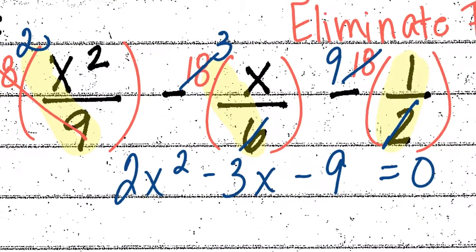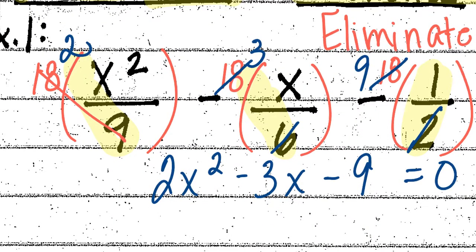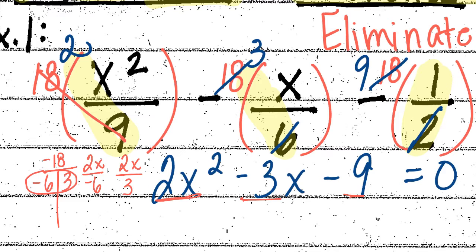So we're back to the old drawing board of using the California method or the 4 terms method. We're going to take first times last. 2 times negative 9 is negative 18. The factors of negative 18 that add up to be negative 3 are probably negative 6 and positive 3. I'm going to use California method just for time. So I have 2x over negative 6, 2x over 3. And remember that this 2 and negative 6 could reduce.